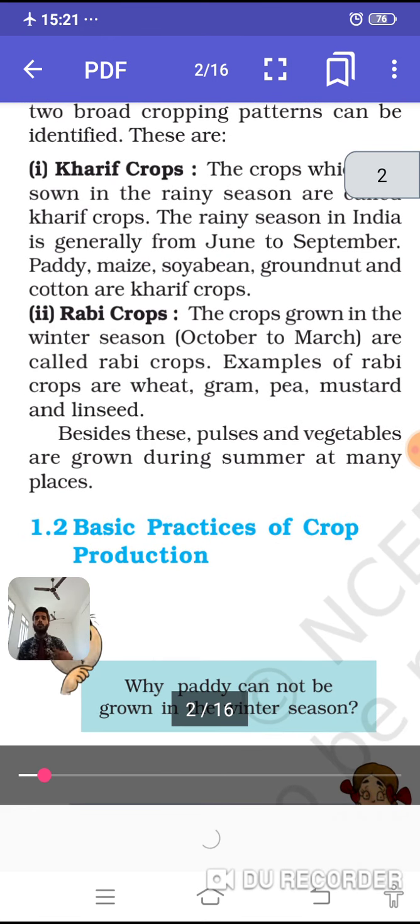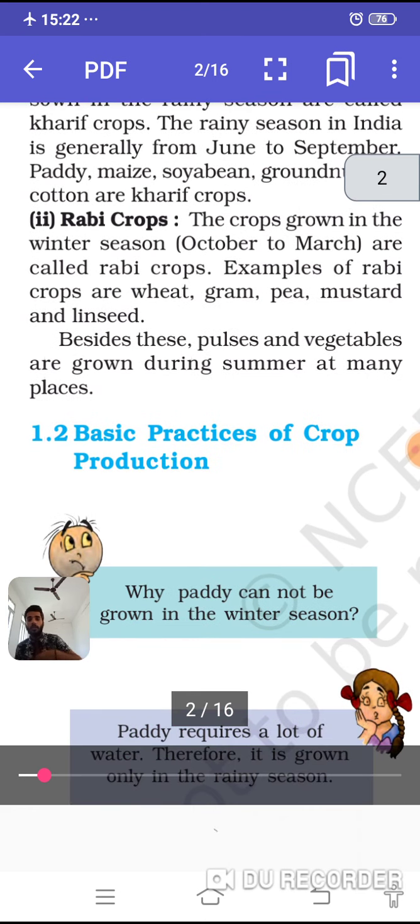So, kharif crops are grown during the rainy season, that means from June to September. And rabi crops are the types of crops which are grown during the winter season, that means from October to March. Examples of rabi crops are wheat, gram, pea, mustard, and linseed. Besides these, pulses and vegetables are also grown at many places, and different types of vegetables are grown in different parts of our country.